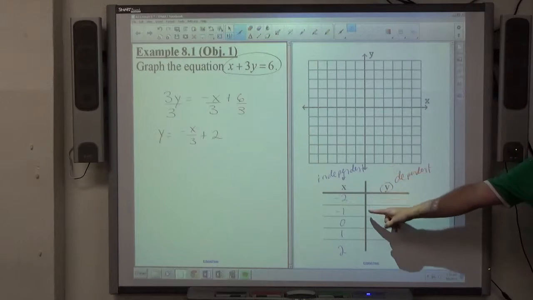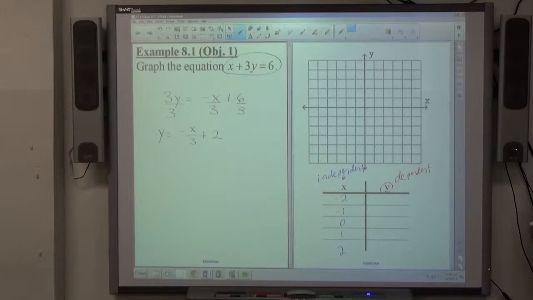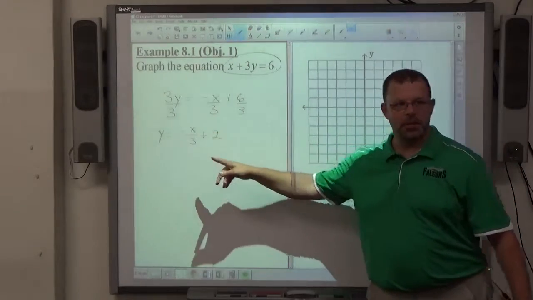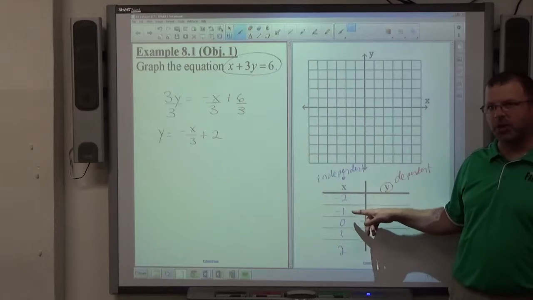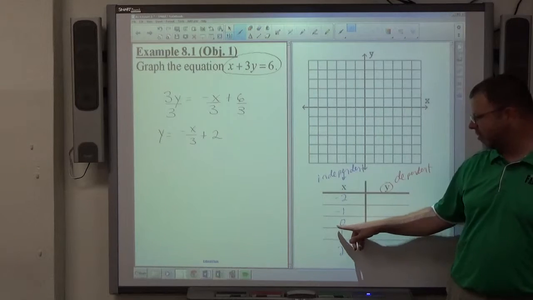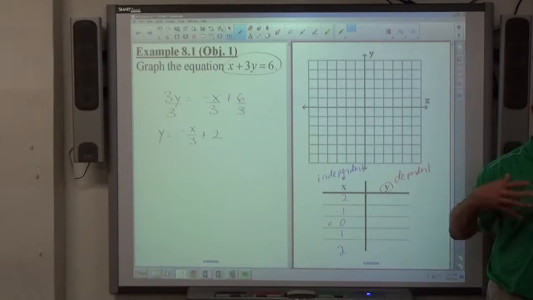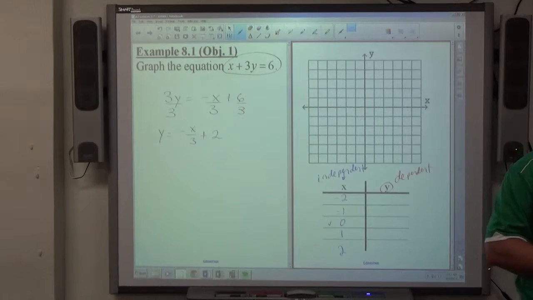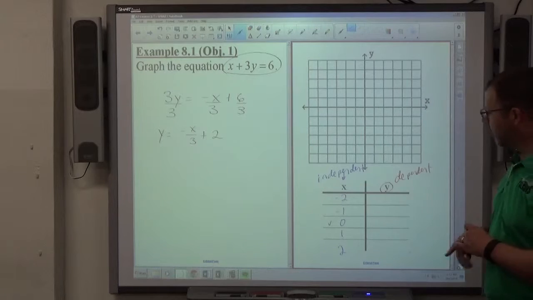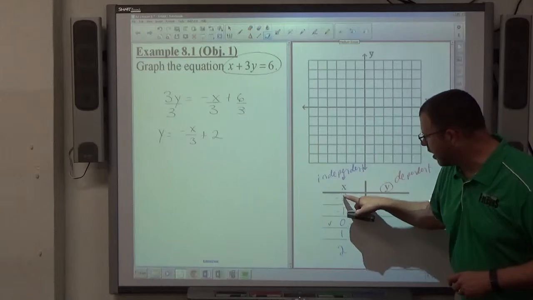Going back to my chart, do my x's look like good choices? No. Why not? Okay. X is being divided by 3, right? So 2 divided by 3 is a fraction, 1 divided by 3 is a fraction, 0 divided by 3 is 0. That's a good pick. Whoa. 1 divided by 3 is a fraction, 2 divided by 3 is a fraction. So I'm going to get a bunch of fractions. It's not wrong to get fractions. I can graph fractions. But do I want to graph fractions if I don't have to? No. Probably not.